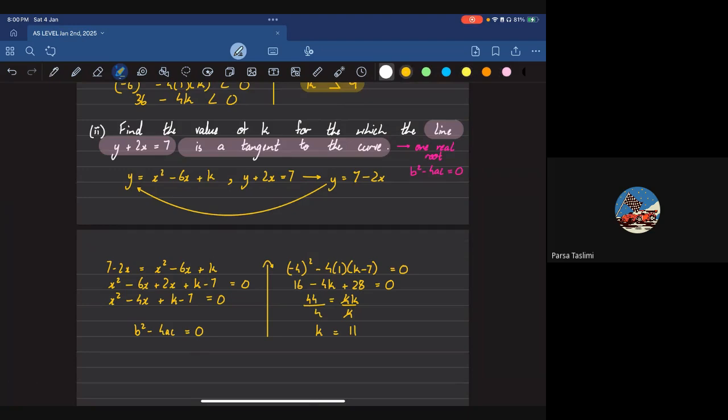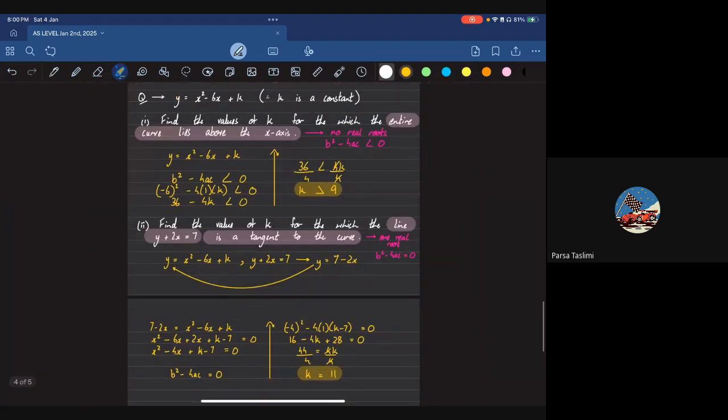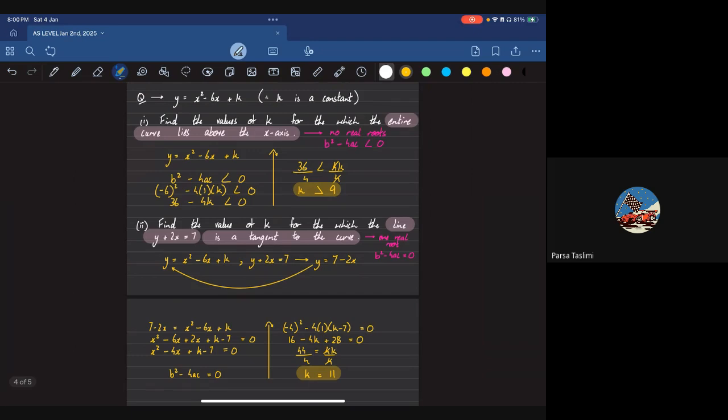Any issues with this? No, sir. No issues. Clear? Yeah. So that sort of sums up quadratics for you.